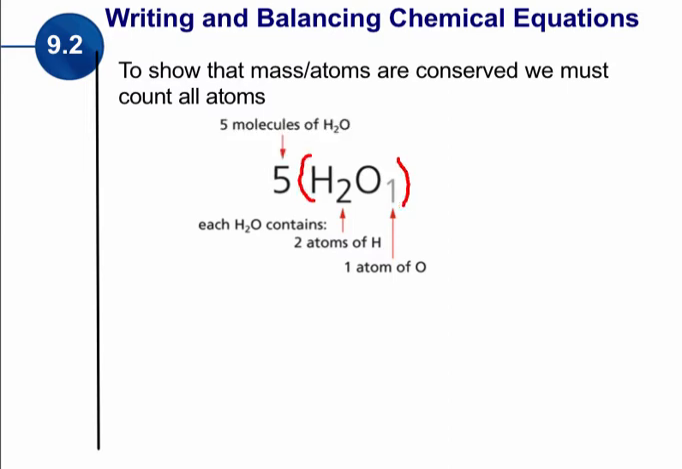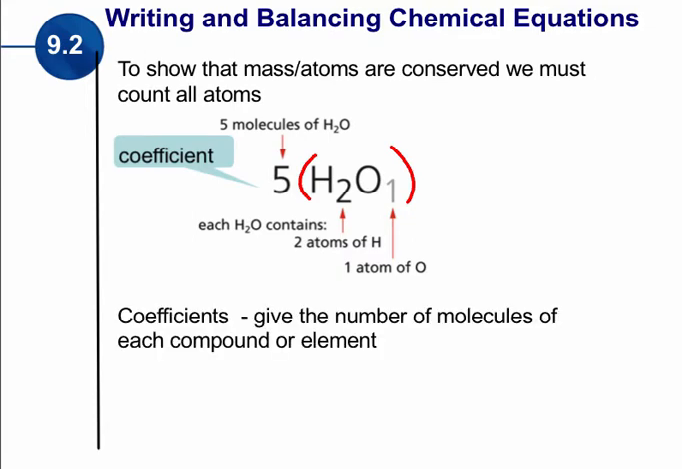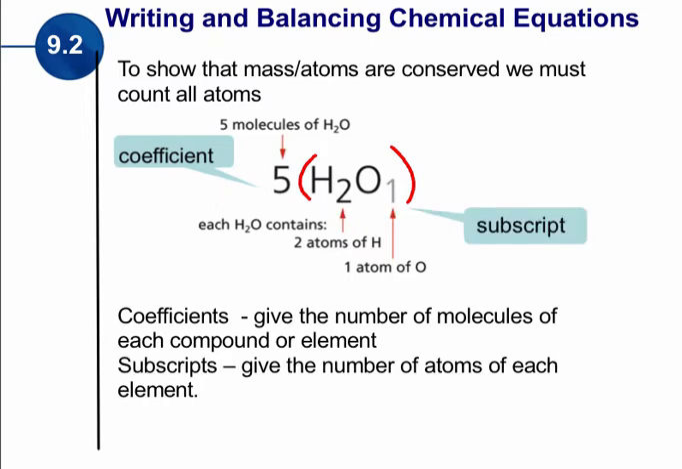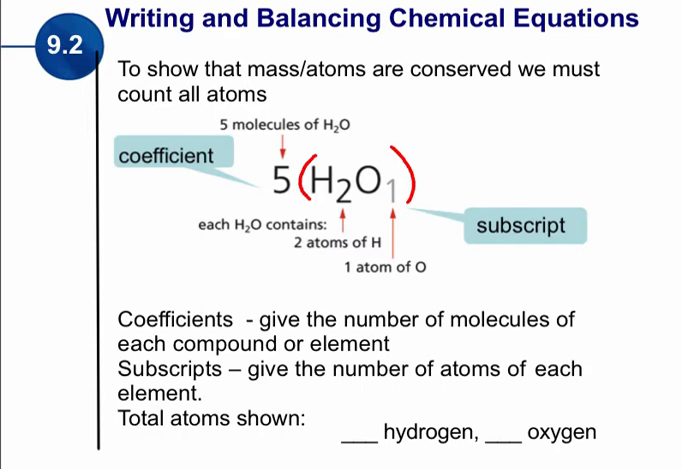Now, the number in front of the H2O tells us there are 5 molecules. The coefficient tells us the number of molecules. So in this situation, we have 5 molecules of H2O, and the subscripts, these numbers down here, tell the number of atoms. If we have the number of atoms and the number of molecules, then we can count the total number of atoms. And to count that total, it's just some pretty easy multiplication.